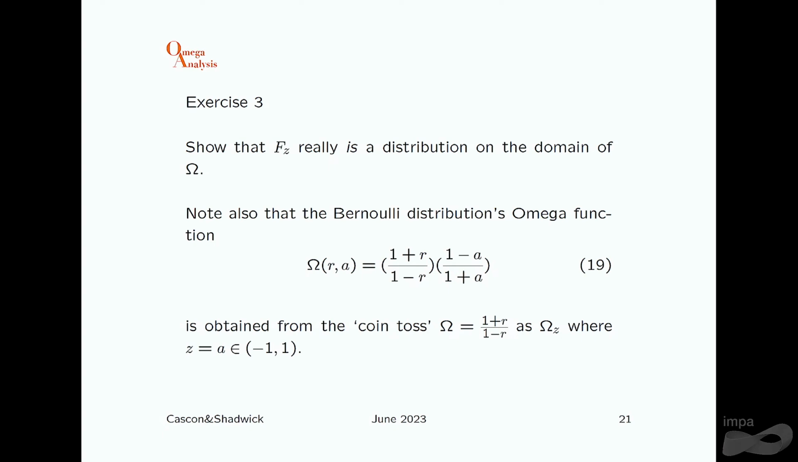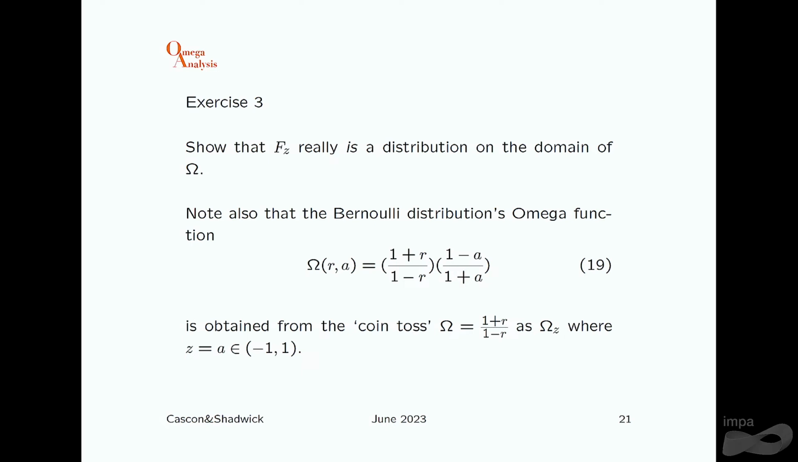And the last thing about this particular process that I wanted to notice is that that's exactly how we go from the coin toss omega function with mu equals 0 to the general Bernoulli omega function. Because that 1 minus a over 1 plus a is exactly 1 over the value of omega at a, in the original coin toss.